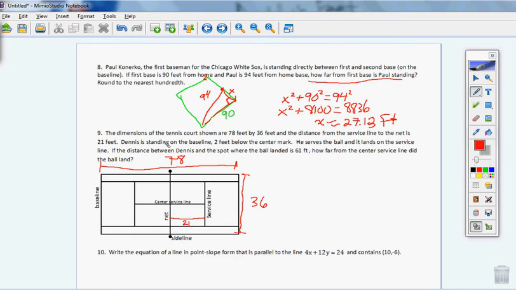And then Dennis is standing on the baseline 2 feet below the center mark. I'm telling you, you might have to read this 3 or 4 times till you understand it. But he's on the baseline. You can go either side here, but I'm going to go on this side. Most of you probably did because it's labeled baseline. Here's the center mark, right here in the center. So 2 feet below would be right here. So we understand that this gap right here is 2 feet, and I can mark it with a D. That's where Dennis is standing.